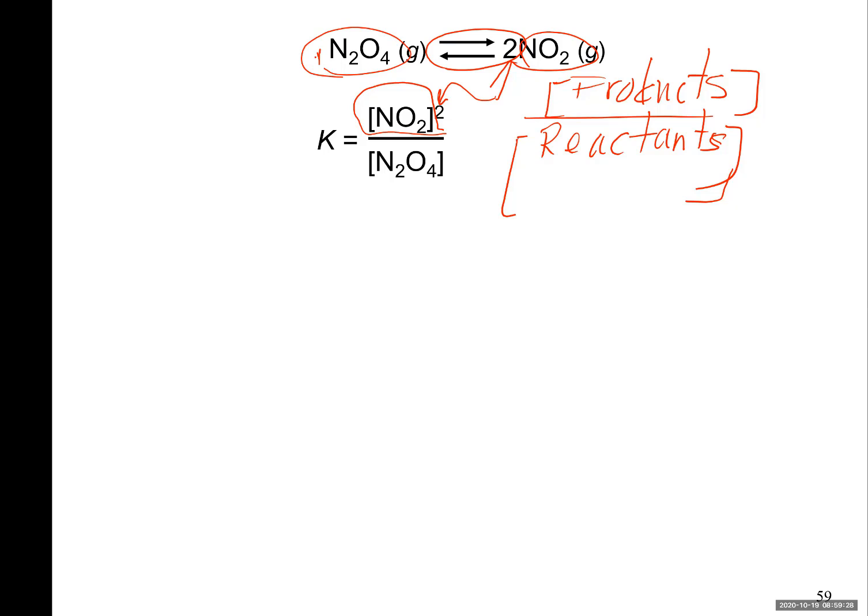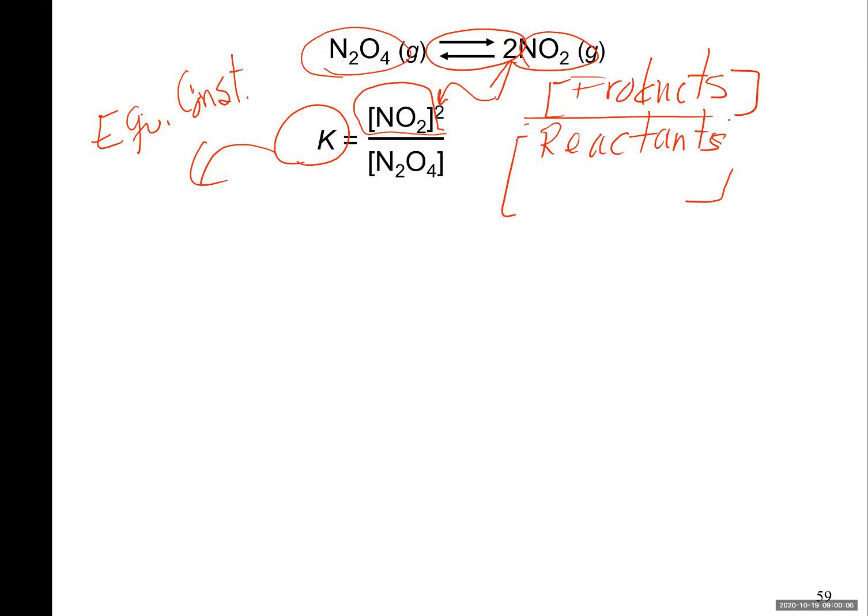What is the coefficient here? 1. Anything to the power of 1 is the same, so we don't write this. So that's how you can calculate the value of the equilibrium constant. So the equilibrium constant is a fixed number, which is the result of the ratio of fixed concentrations of product and reactant once an equilibrium reaction has reached equilibrium.